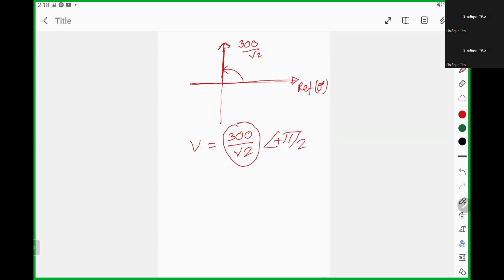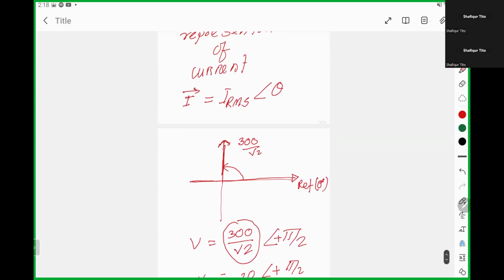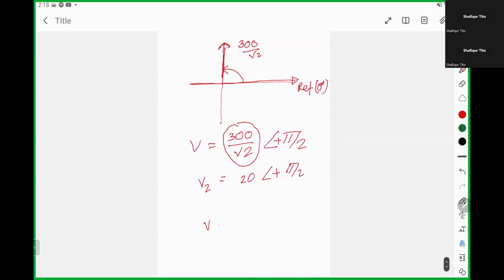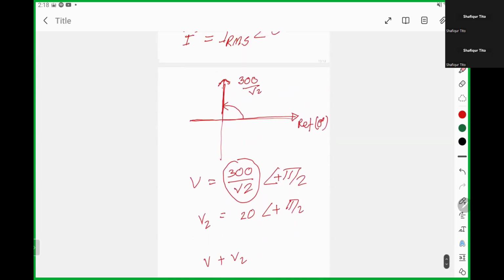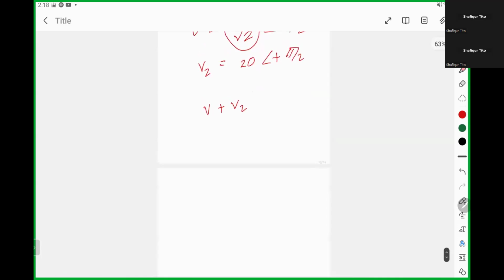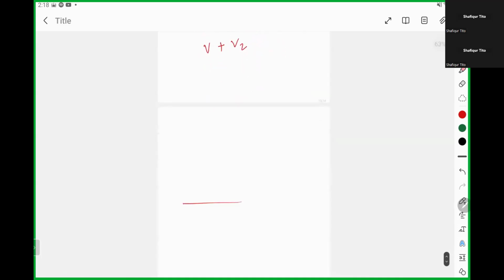Let us take another signal of the same phase shift. Say it is 20 at an angle of plus pi by 2. This is my second vector. If I want to add V plus V2, then I need to draw these two signals on the same plane.